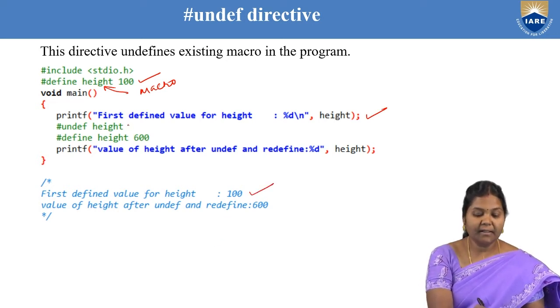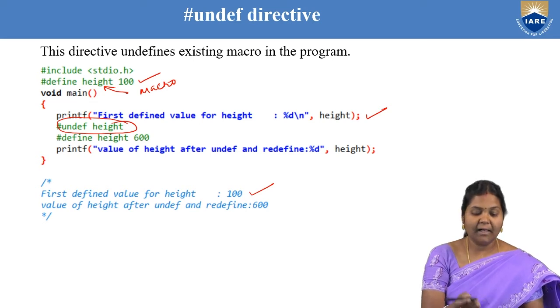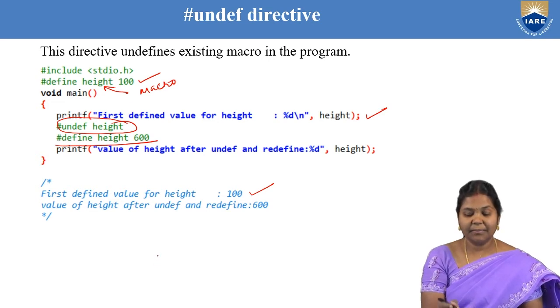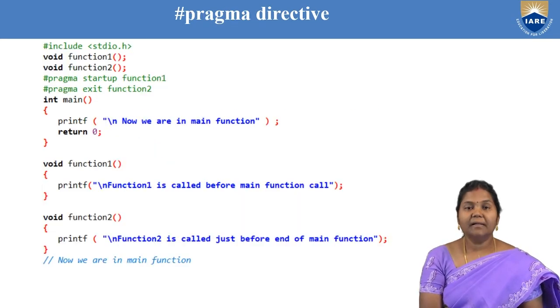Then immediately I am undefining the height. So that means the macro will be no more recognized. It is undefined now using hash undef. And if you want to define it again with some new value, again you have to write hash define height 600. That means the second time it is redefined with height value 600. So for every hash define, you can write one hash undef if you need.